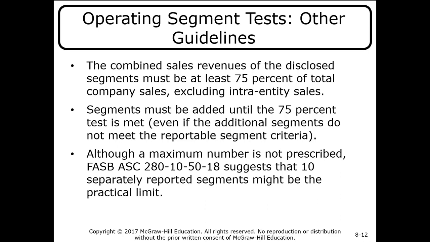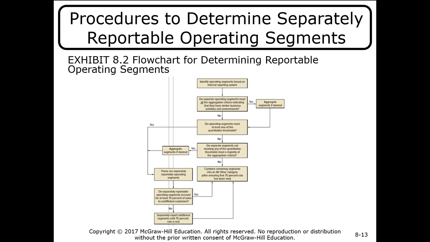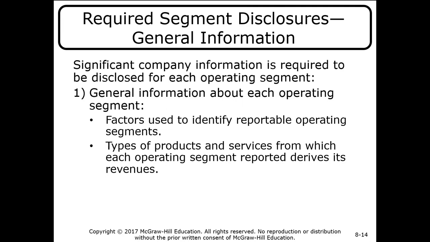And then the last test is the 75% test. Under this, you just use external sales, so you do not include internal entity sales. The segments that are reported have to total 75% of the total company sales. If they don't, then you add additional segments until the 75% test is met. So here's a flow chart on all that. I'll let you look at that in your textbook.